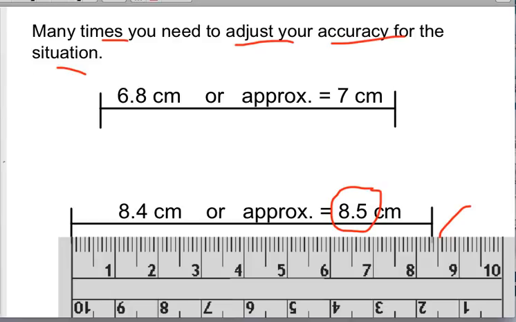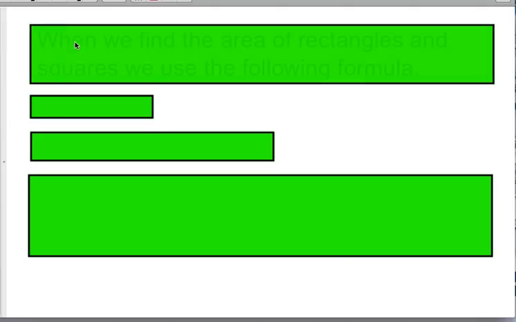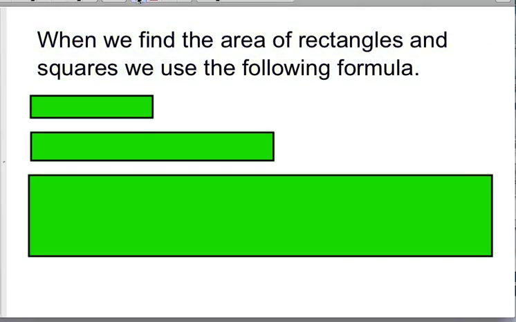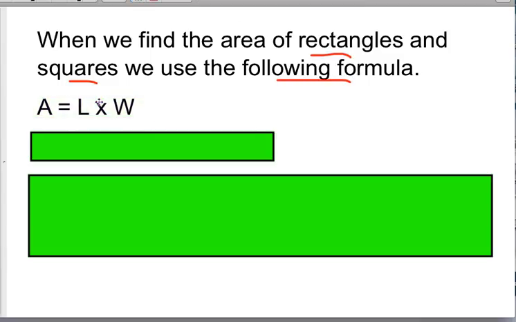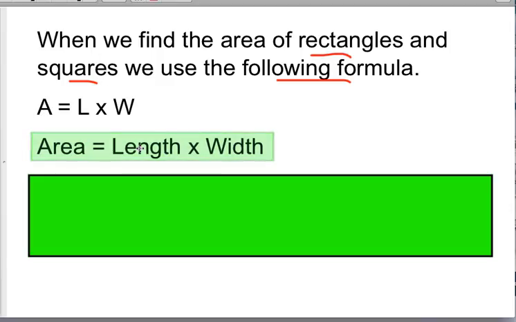Okay? Now we're going to go on and talk about a few other things. When we find the area of rectangles and squares, we use the following formula. The formula is one you're familiar with, which is area is equal to length times width. So our formula for finding the area of rectangles and squares is length times width.